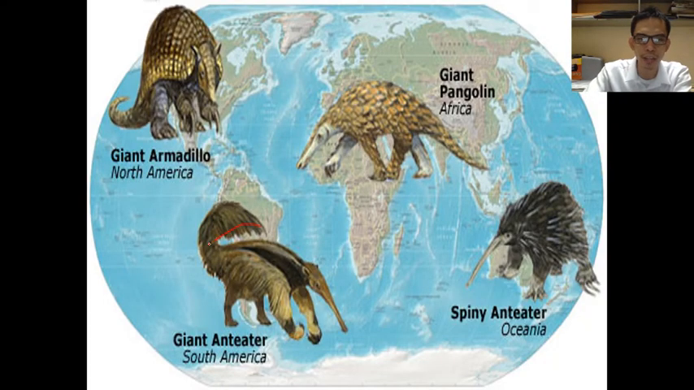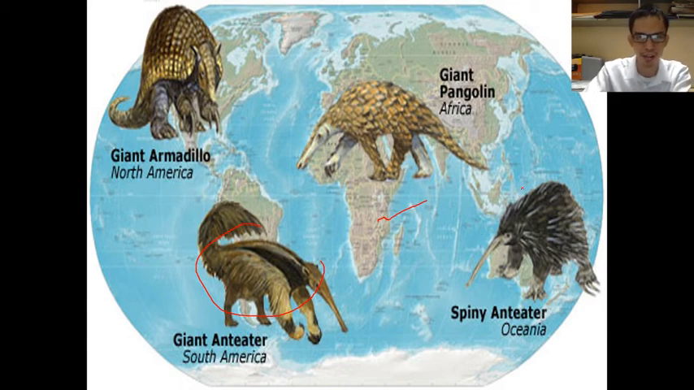So we'll go back again to our anteater example. We have the armadillo. This is an example of convergent evolution. They are all anteaters. What makes them different is their physical appearance.